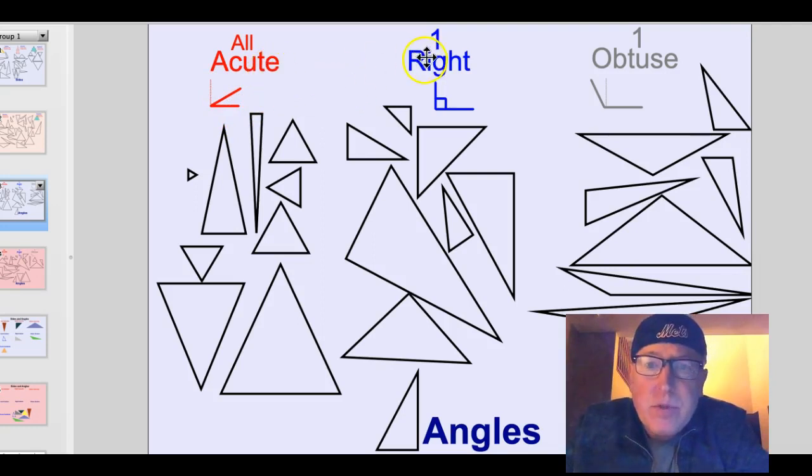Acute angles. Right angles. It could have one right angle, and I showed you what a right angle looks like. Here's the angle right here, and I put the little box in the corner that they usually put to show that it's a right angle. And then one obtuse angle.